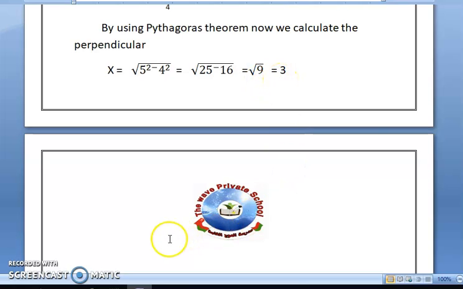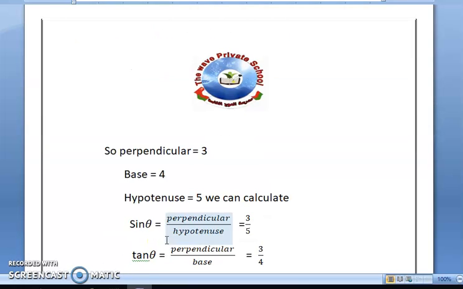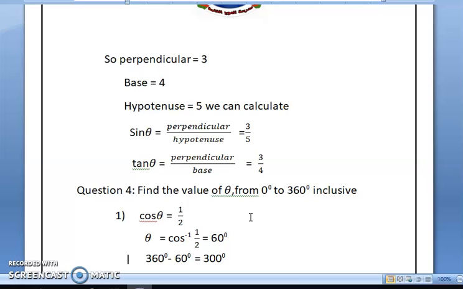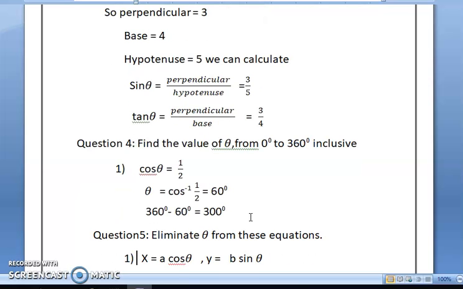So it means we have all three sides, perpendicular, base and hypotenuse. So we can find any trigonometric ratio. So sin theta is equal to perpendicular over hypotenuse, so 3 over 5. Tan theta is equal to perpendicular over base, so 3 over 4. A simple way to find these when all sides are present.